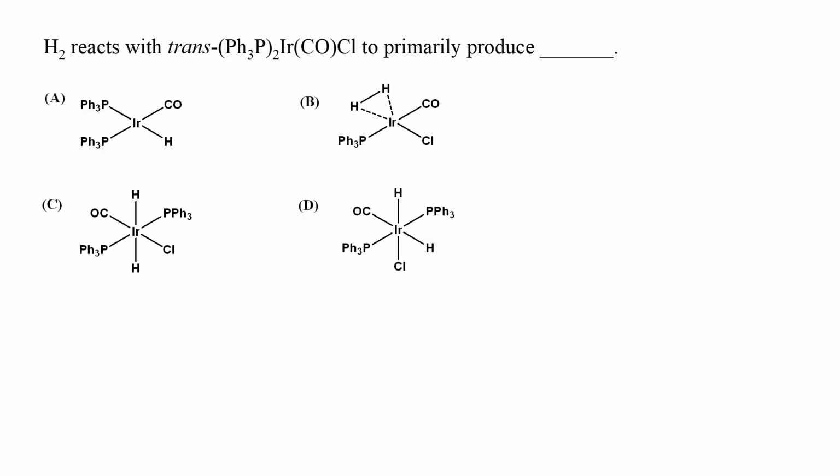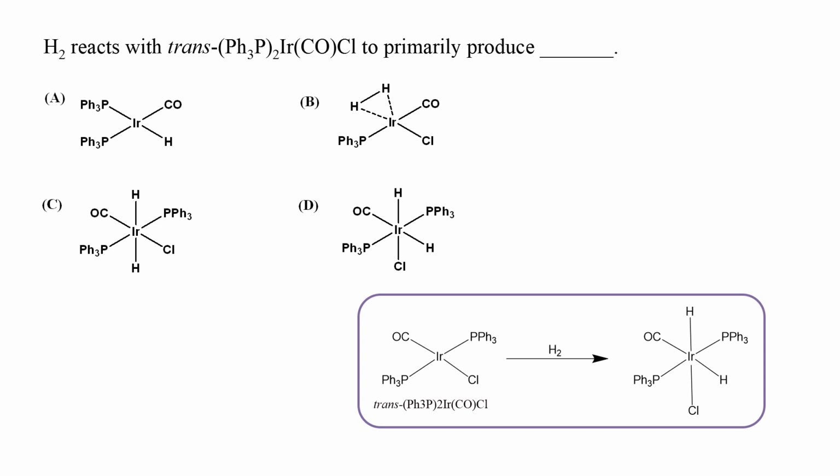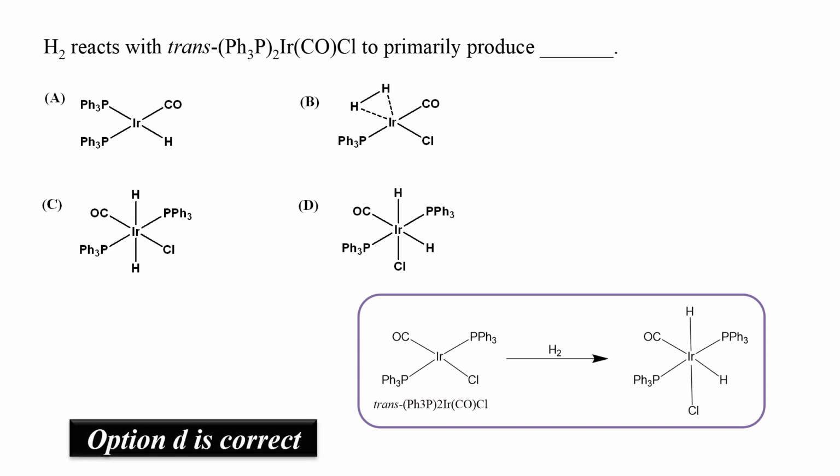The next question says, hydrogen reacts with trans-carbonyl chloro-bis triphenyl phosphine iridium, that is commonly called as Vaska's complex, to primarily produce. Now this reaction produces the following compound, that is given here in option D. So D is the correct answer.